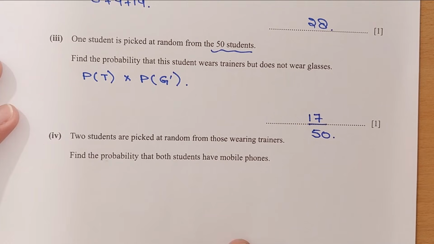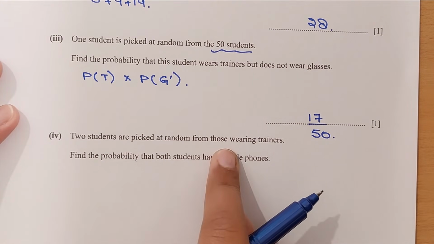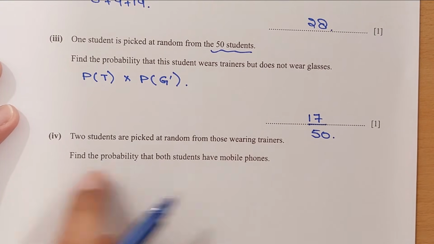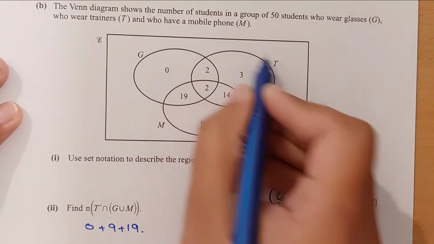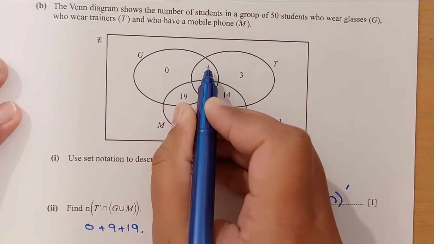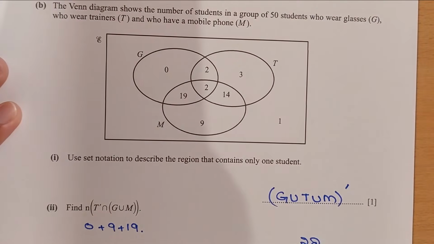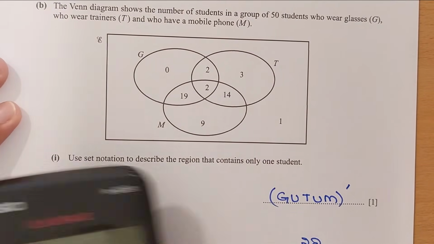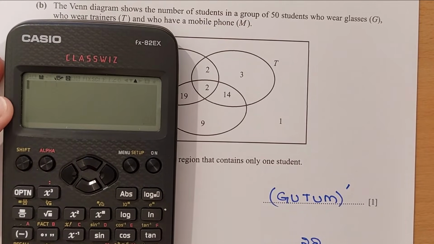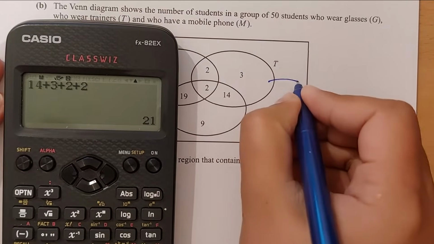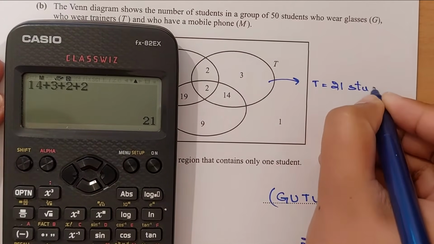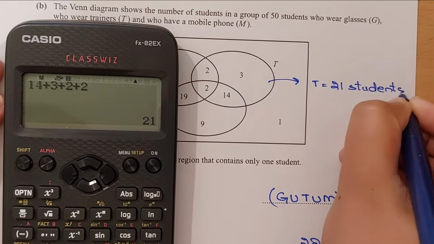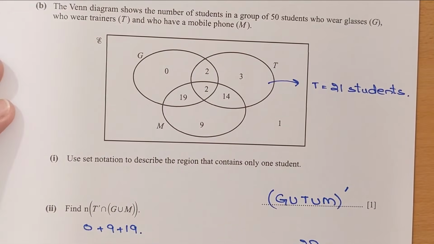Now for part 4, 2 students are picked at random from those wearing trainers. So how many students wear trainers? Just add all of them. 14 plus 3 plus 2 plus 2. So 21. The total number of students who wear trainers is 21, right?